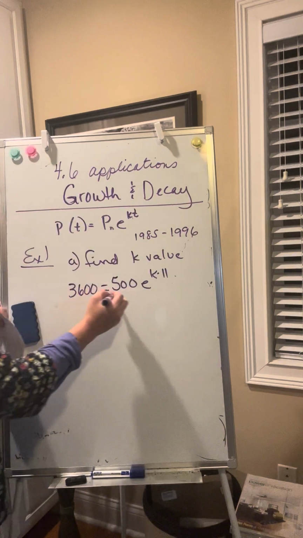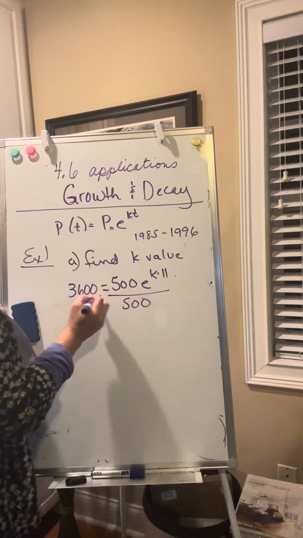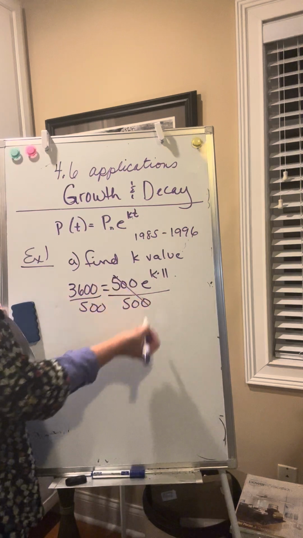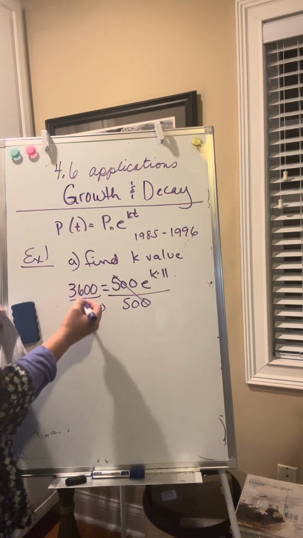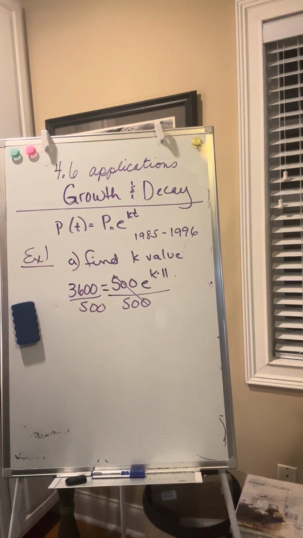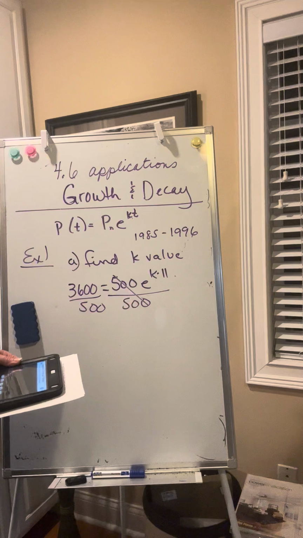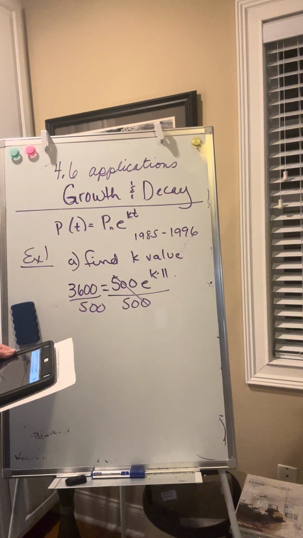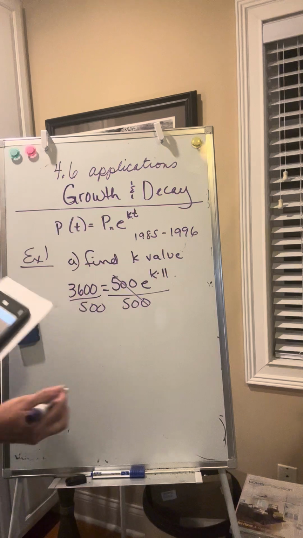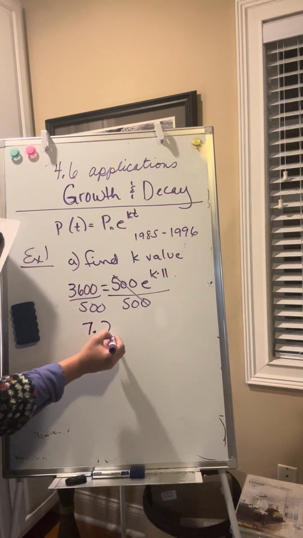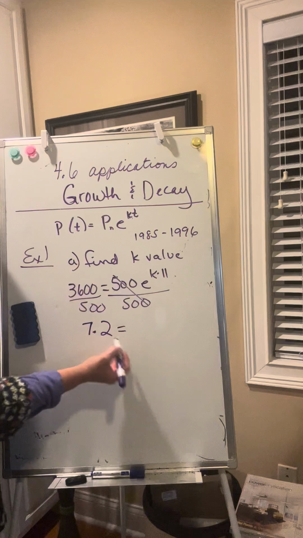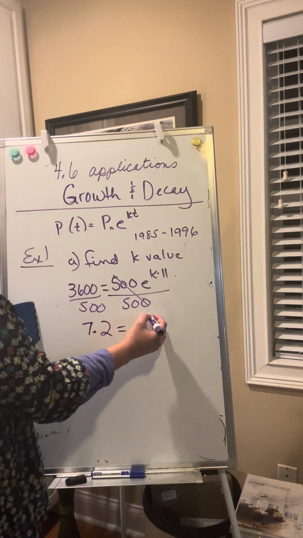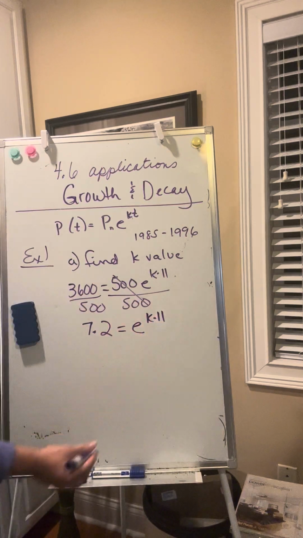First step, you all should be getting real used to this. We've done this so many times now. You divide by the P value, right? That's the first step. If it's not a bad decimal, we'll divide it all the way. Otherwise, we'll just reduce it a little bit. So let me check that out. 3,600 divided by 500 is a nice decimal. We don't have a lot of those. It comes out to a terminating decimal, 7.2. And then e to the k times 11.